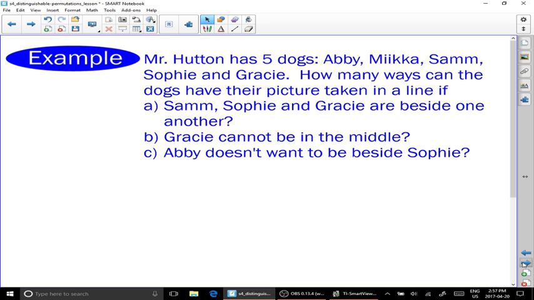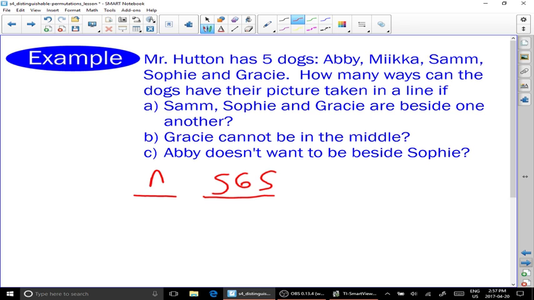Okay, so I'm actually going to draw that out so it's a little bit clearer. So we have Sam, Gracie, and Sophie, and we're considering that as one dog. And then we'll say we have like Abby and Mika. Okay, so really what we're doing is we want to find the number of ways of arranging those 3 units. So to arrange 3 units, it would just be 3 factorial. Okay, so for part A, it would be 3 factorial.